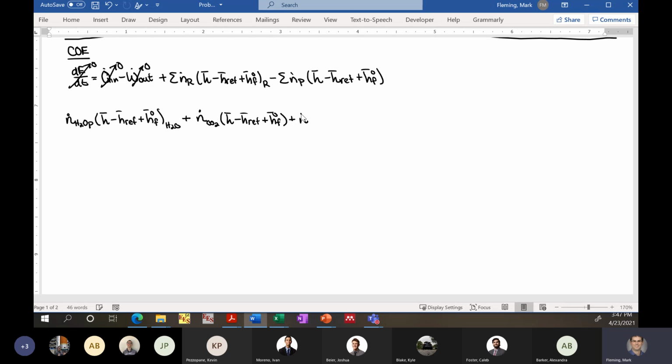Then plus we'll have N dot of nitrogen on the product side. We then have the enthalpy minus the enthalpy of the reference state, if I can spell reference here, reference, minus the enthalpy of formation. This is all for nitrogen. Plus then we have the molar flow rate of oxygen on the product side, enthalpy minus the reference enthalpy plus the enthalpy of formation of oxygen on the product side.